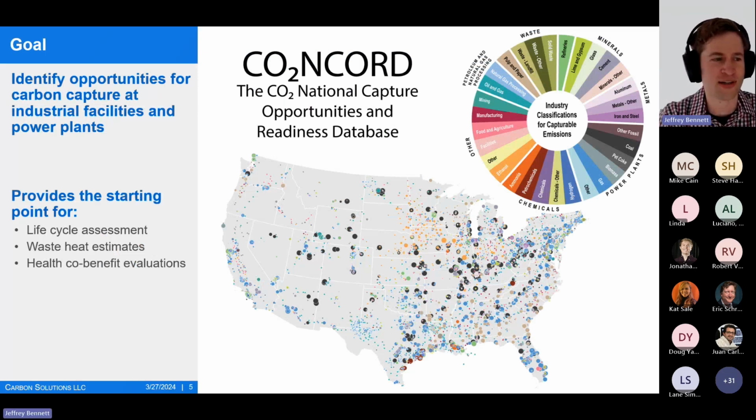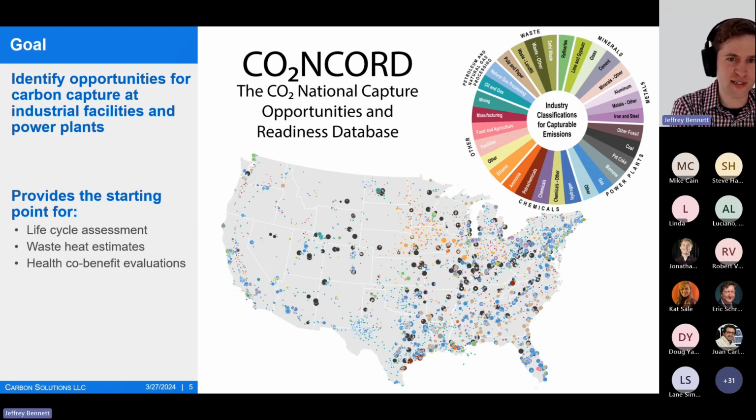So what is Concord? You may be familiar with some of the other software that's being developed at Carbon Solutions. We have a suite of software to help with carbon capture, transport, and storage planning. Concord is the capture part, where we are able to assess carbon capture opportunities. The original purpose for it was to help support some of the other software that we had, to provide estimates of the cost and amount of CO2 that could be captured into the other software, but we have quickly found that there are lots of other applications for it.